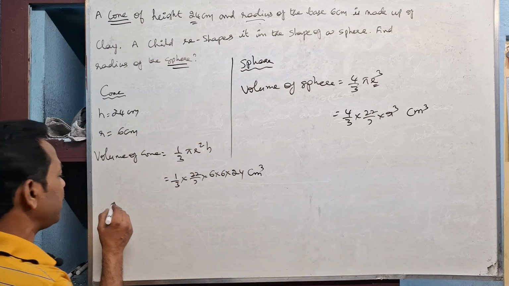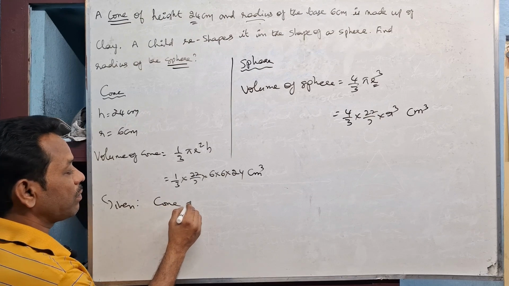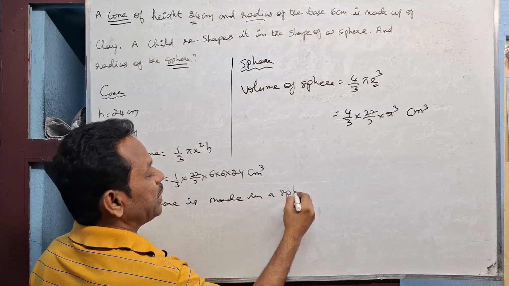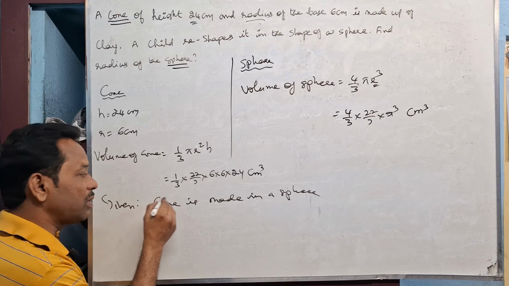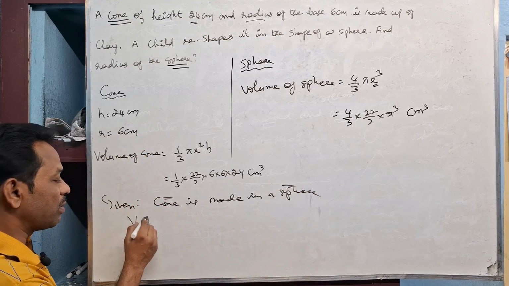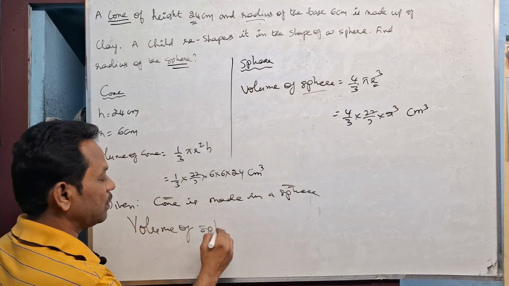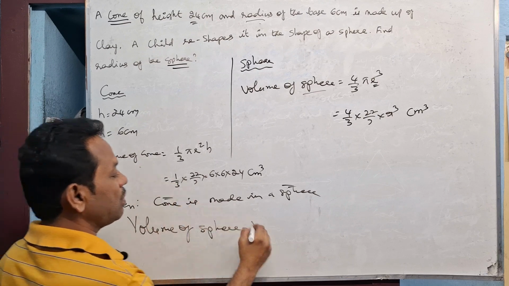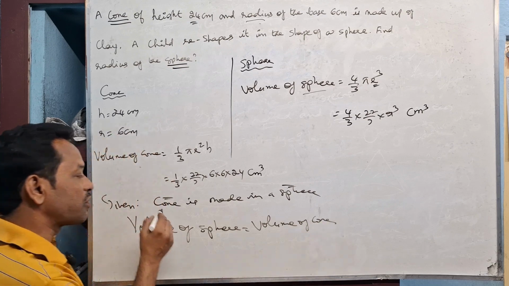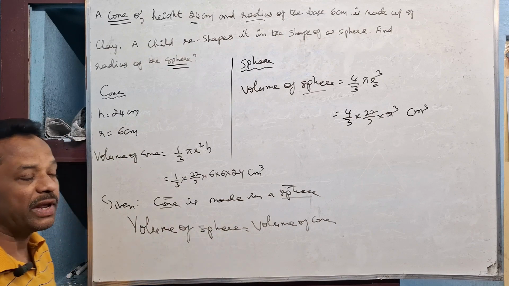Now, given below, listen. A cone is made into a sphere. Whenever one solid is converted into another solid, we already discussed that. So the volume of the sphere is always equal to the volume of the cone. Whenever one solid is melted and made into another solid, the volumes of the two solids will be equal.